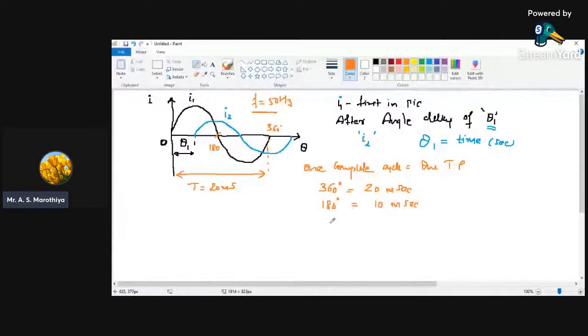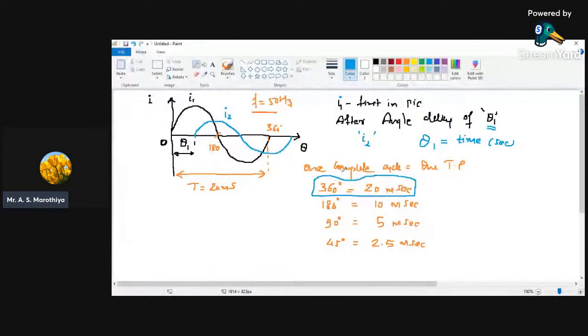In the same way, if you are interested to calculate 90 degree corresponding to how many time duration, it is going to be what? 5 millisecond. In the same way, if you are interested to calculate 45 degree corresponding to how much, it is going to be 2.5 millisecond. So this is very important. Basically I have applied a logic that one complete cycle in degree is going to be equal to one time period of that alternating quantity. So this is the basic logic, or this is the conversion factor or the conversion formula between degree into time.